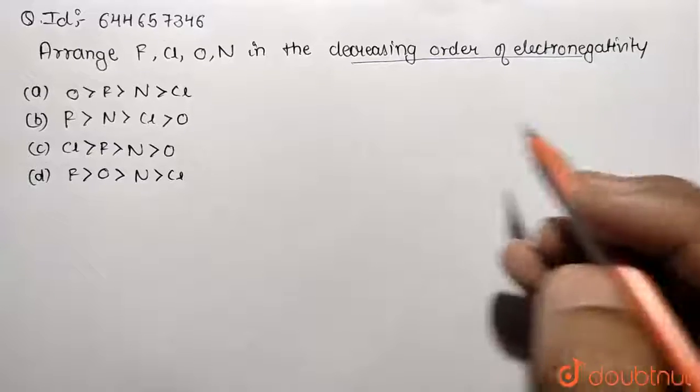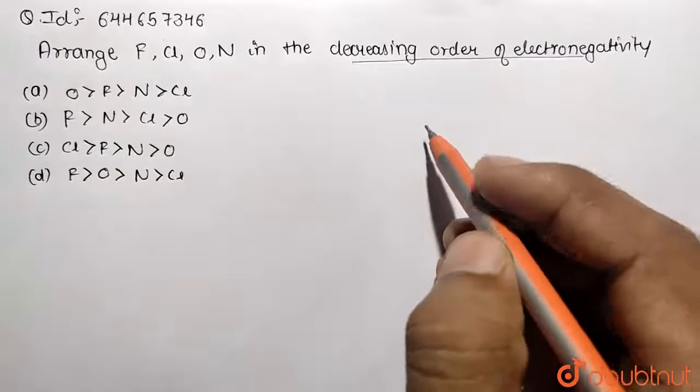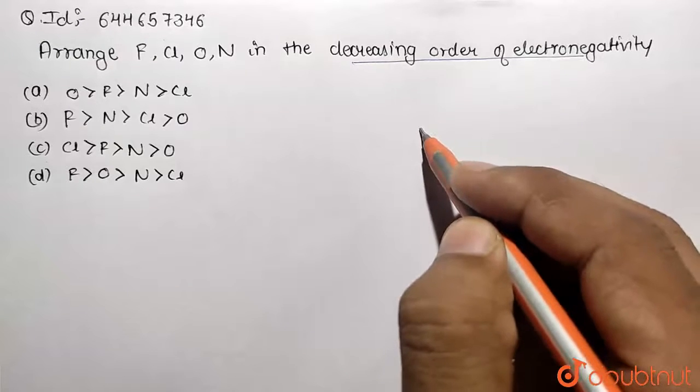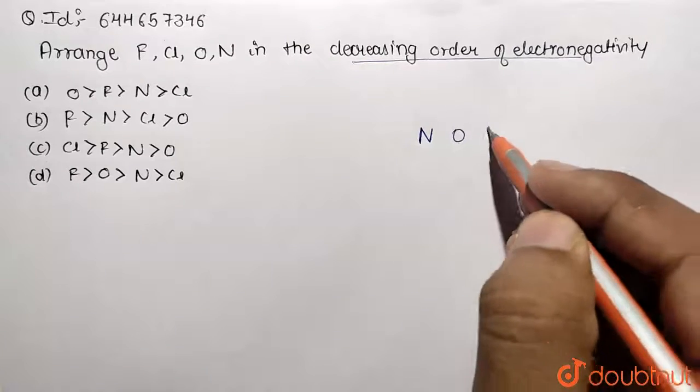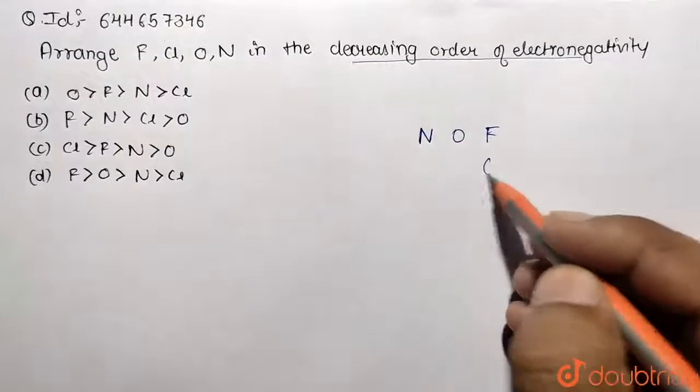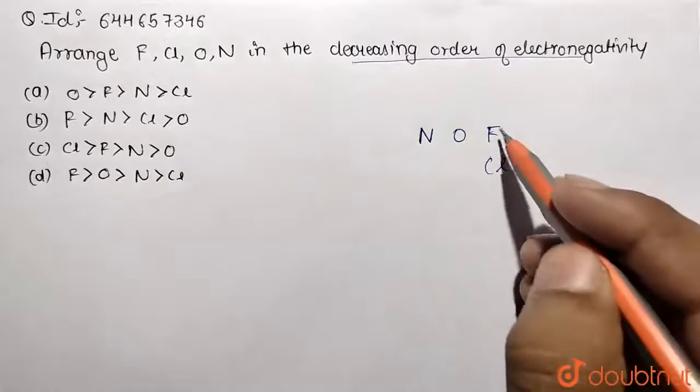So how are we going to decide? We are given the second period elements, which are nitrogen, then we have oxygen, then we have fluorine, and chlorine is also given. So these are the elements given to us.